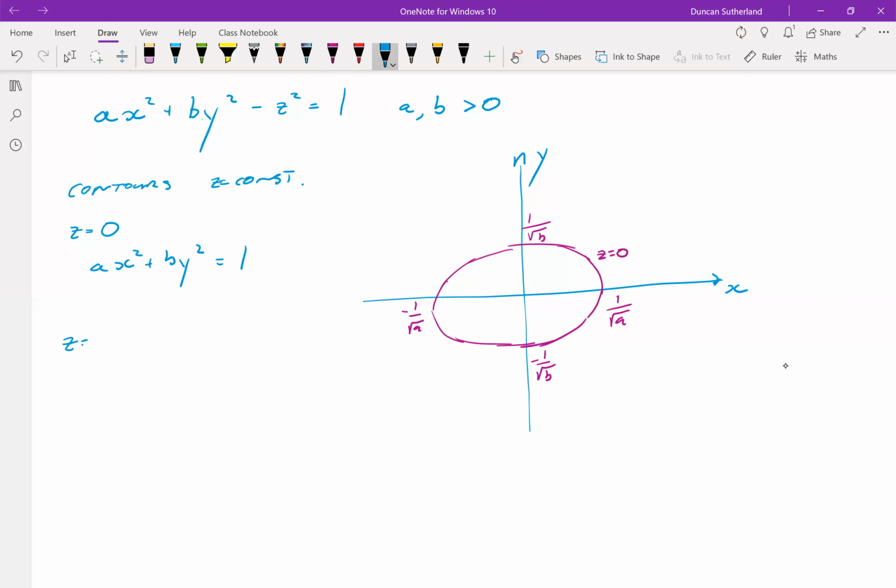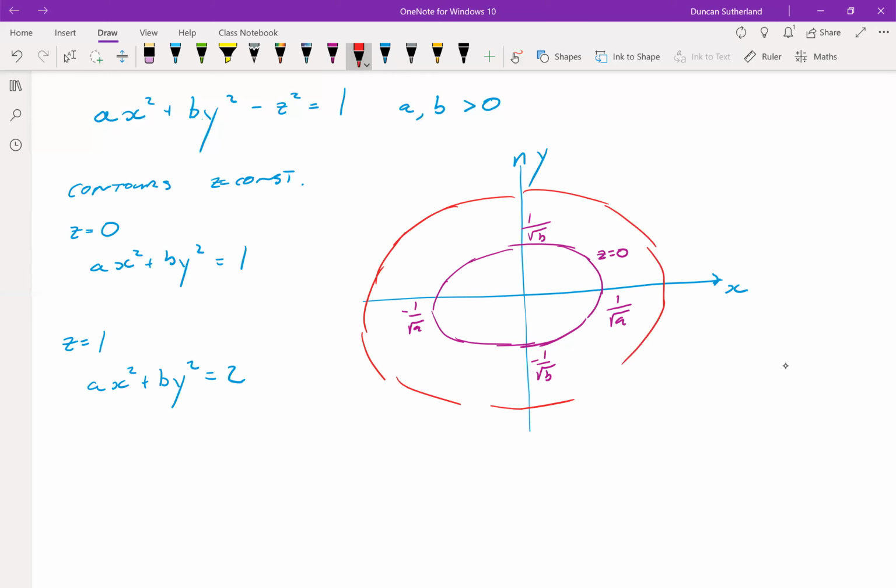Let's do the z equals 1 contour. That's obviously ax squared plus by squared equals 1 squared is 1. Take it over there. That equals 2. We've just got a bigger ellipse. Right. This is now 2 on a, like that, and that's 2 on b, right? And the minus ones as well.